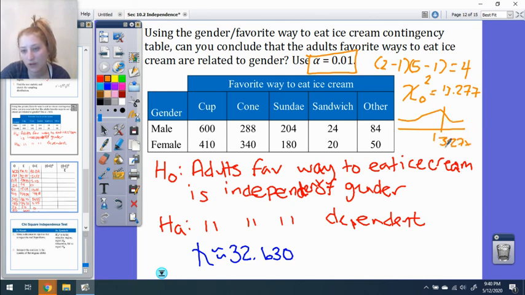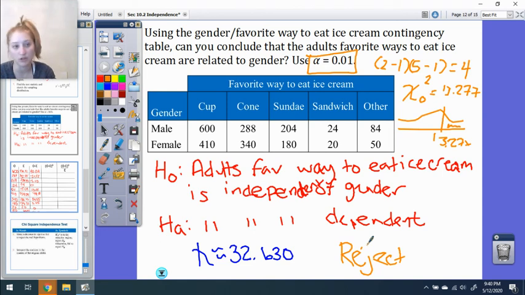So the question is, if this is 13.277, and this is my rejection region, is 32.630 to the right of 13? And the answer is yes. So what does that tell me? That tells me that I'm going to reject. What does that mean? That means that at the 1% significance level, there is enough evidence to conclude that adults' favorite way to eat ice cream and gender are dependent.